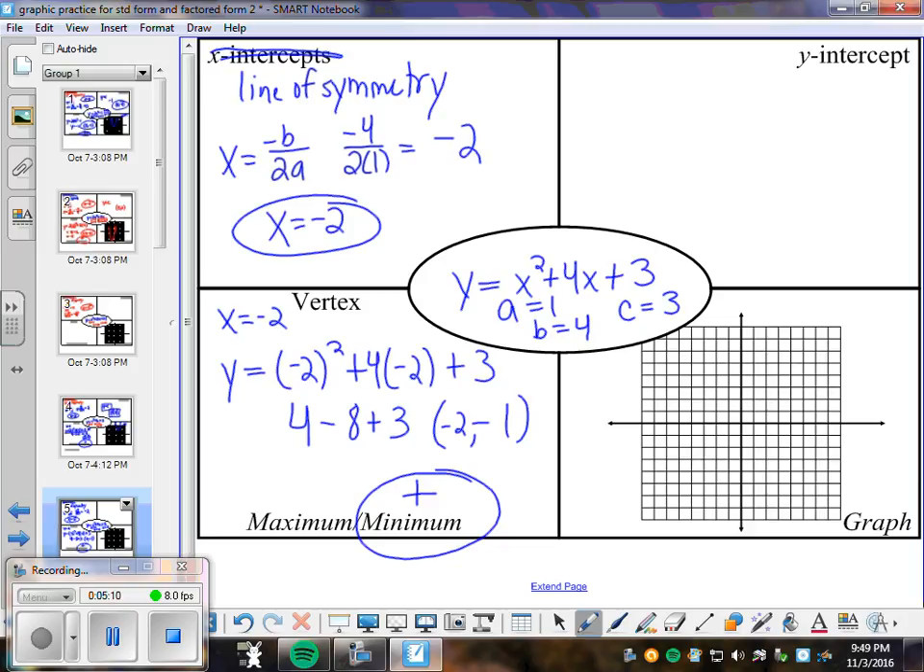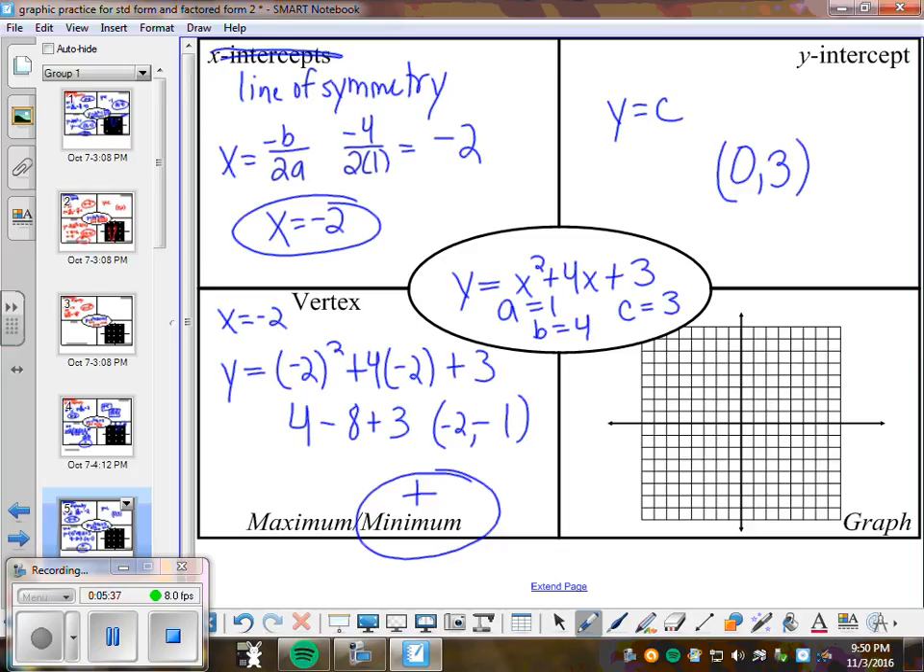All right, so I took the opposite of b over 2a, negative 4 over 2, got negative 2, plugged it in. Negative 2 squared plus 4 times negative 2 plus 3. Negative 2 squared is 4. 4 times negative 2 is negative 8 plus 3. 4 minus 8 is negative 4 plus 3 is negative 1. Now the y is your c. So 0, 3 is my y-intercept.